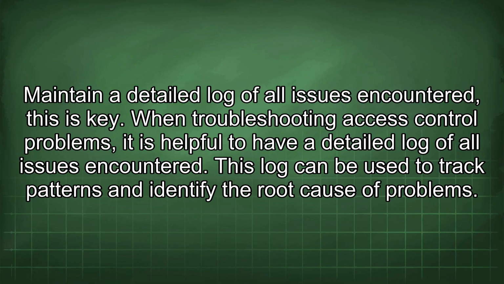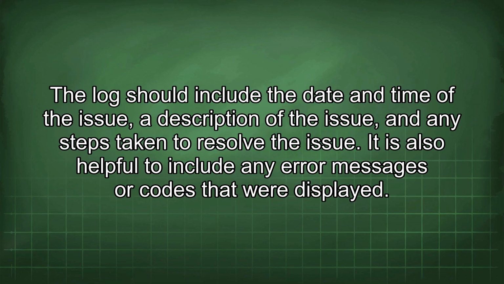This is key. When troubleshooting access control problems, it is helpful to have a detailed log of all issues encountered. This log can be used to track patterns and identify the root cause of problems. The log should include the date and time of the issue, a description of the issue, and any steps taken to resolve the issue. It is also helpful to include any error messages or codes that were displayed.